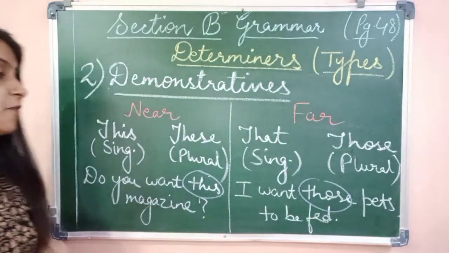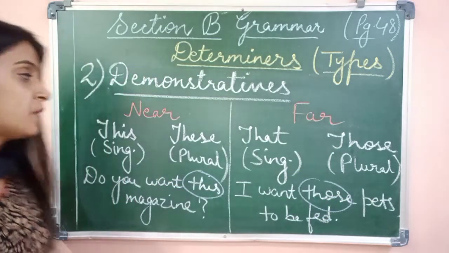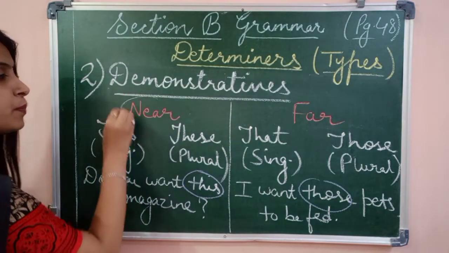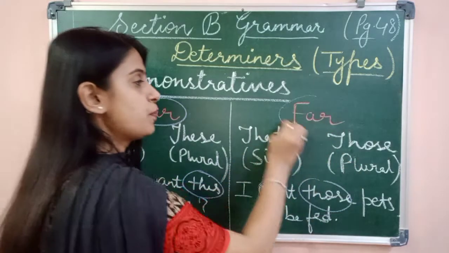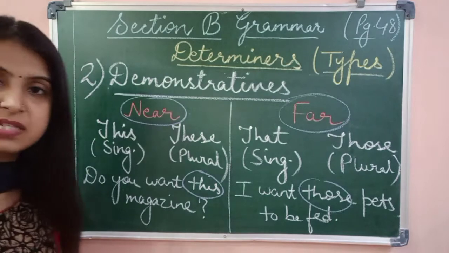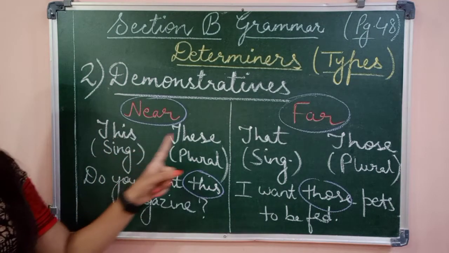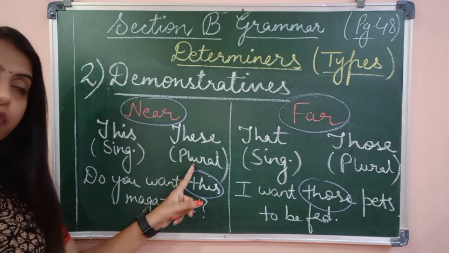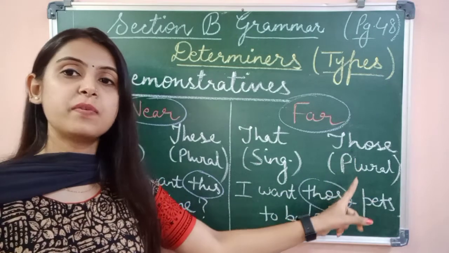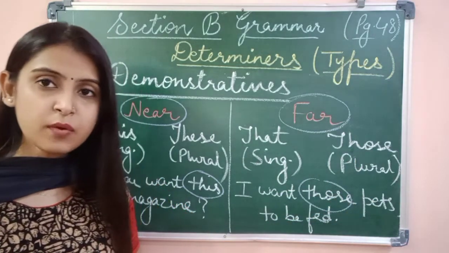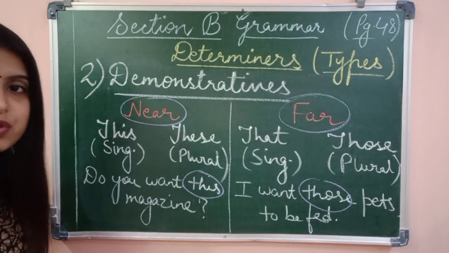So I hope the difference between this, that, these and those is clear to you. This and these are used to point out nouns that are near. That and those are used to point out nouns that are far, at a distance. This is used before singular nouns. These is used before plural nouns. That is used before singular nouns. Those is used before plural nouns. So we are done with the second type of determiner, that is demonstratives.